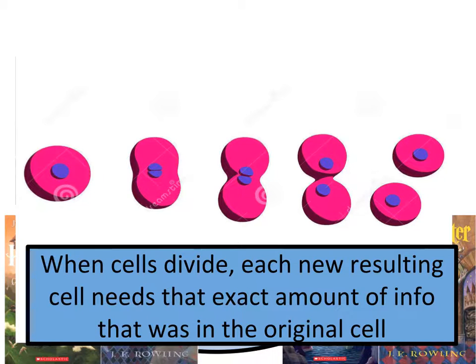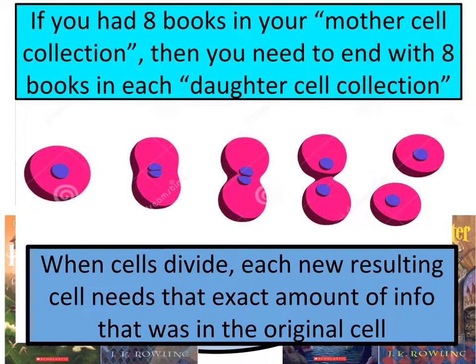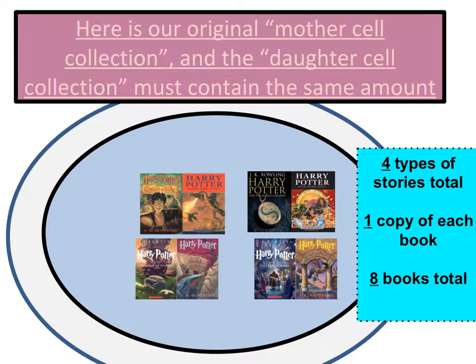And when the cells divide, when you get ready to give your child the beloved Harry Potter collection that you have, you're going to need to do some duplicating. So we'll call your collection the mother cell collection, and if there were 8 books in that collection, you will need to end up with 8 books in the daughter cell collection. Here is our original mother cell collection, and the daughter cell collection must contain the same amount of books here.